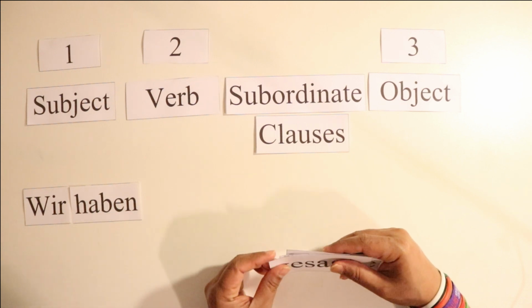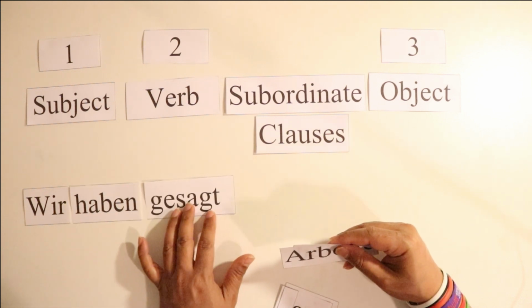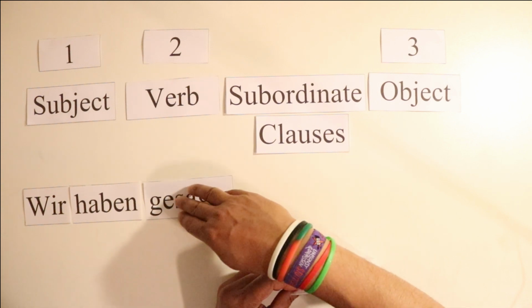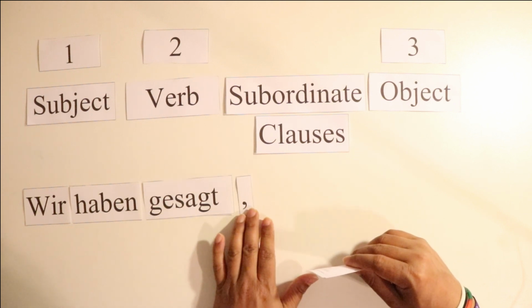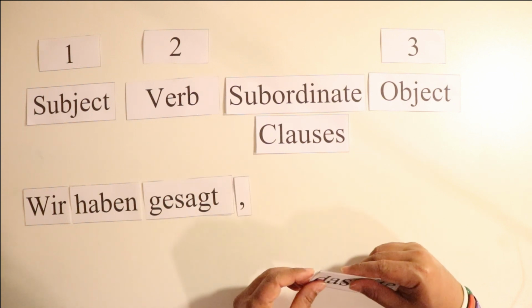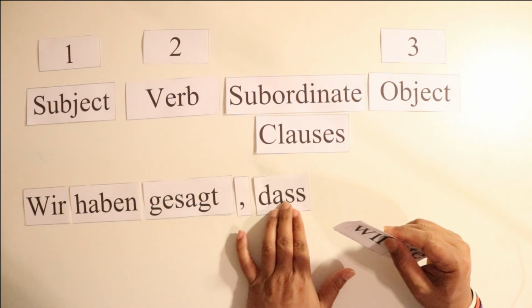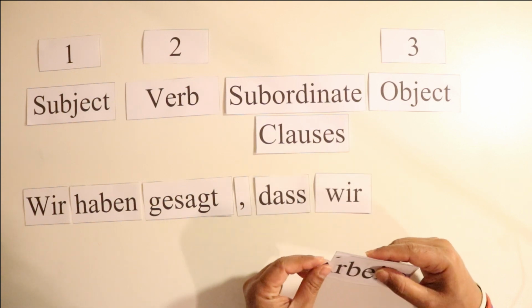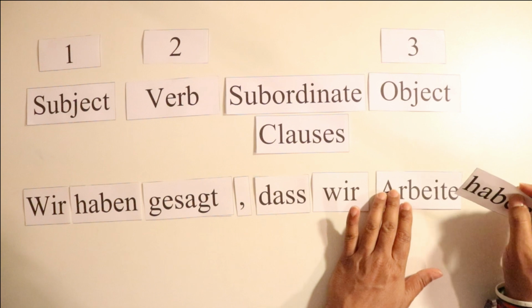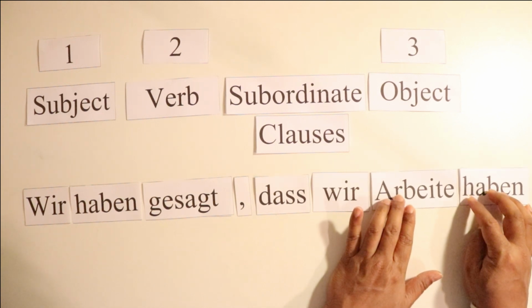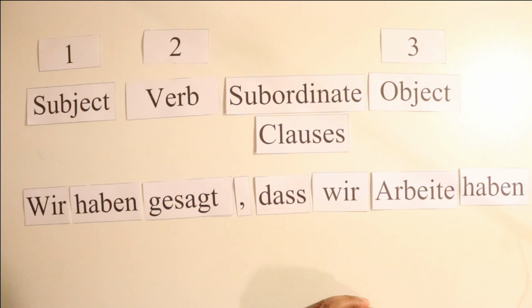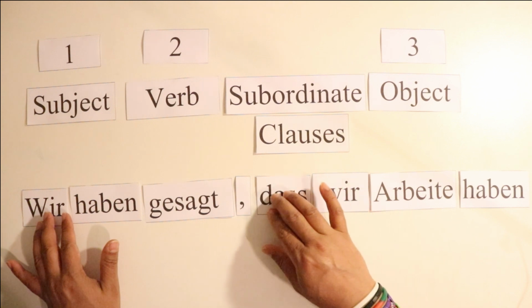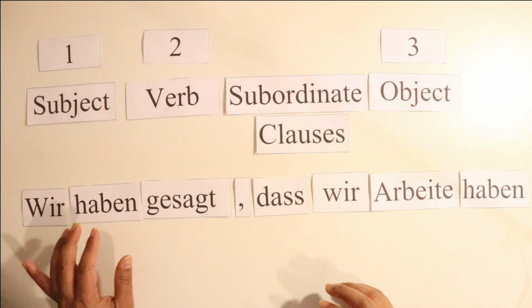So let us see, if we want to make one sentence here, then I will place one haben verb: wir haben, then there will be the perfect form of the verb, gesagt, then there must be one comma, then there will be the placement of the subordinate clause, das, then the subject, then the object, and then at the last position there will be the haben verb again. So this is the way we will make a German sentence with the use of subordinate clauses.